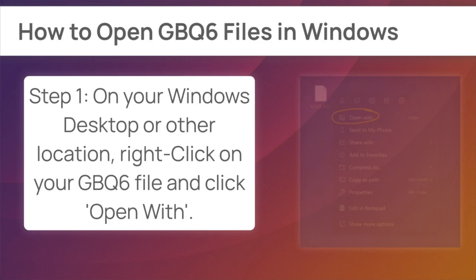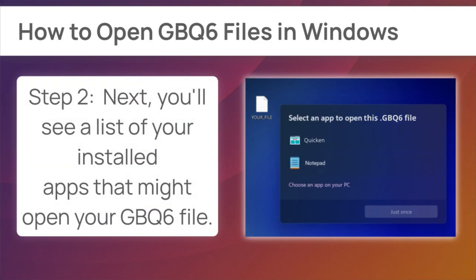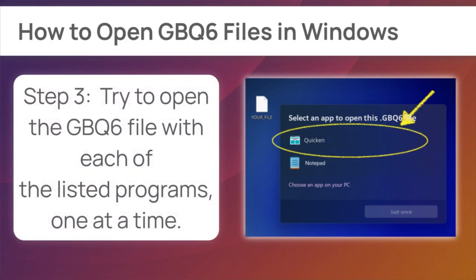Your initial diagnostic move: right-click the GBQ6 file and choose Open With. If Quicken is on your machine, test it. If not, choose another program. Remember that different software supports different GBQ6 variants.